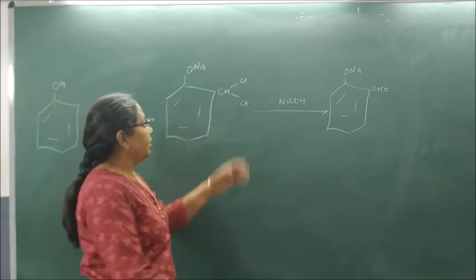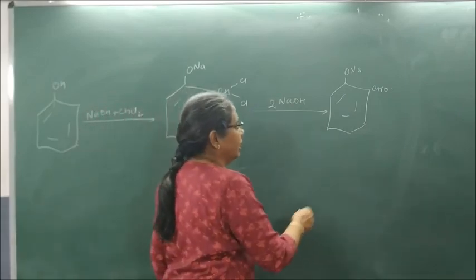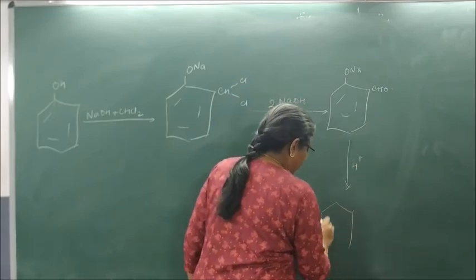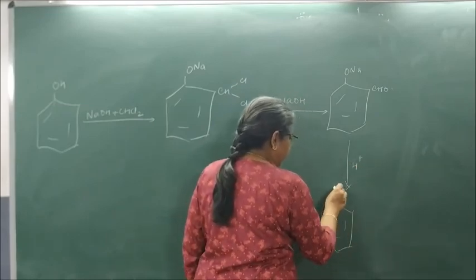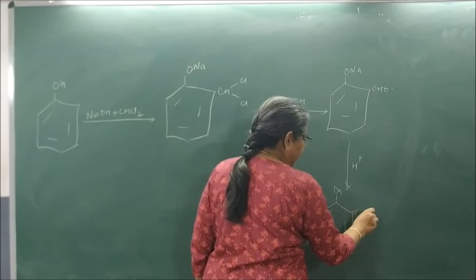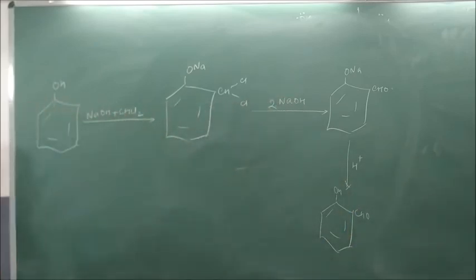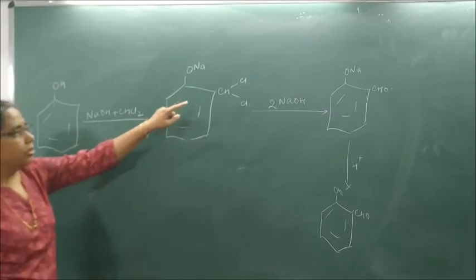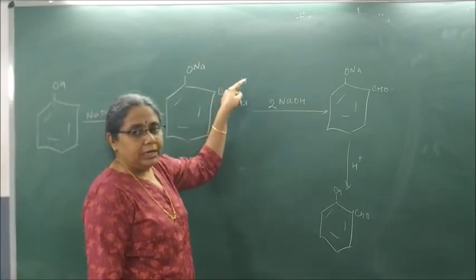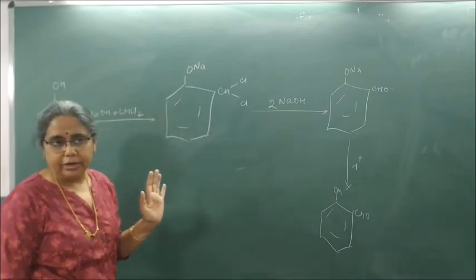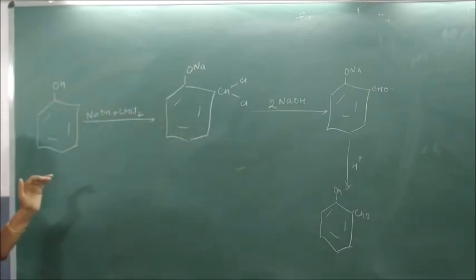Fine. Actually 2 NaOH. Then what will I get? If I acidify it, I will get C6H5OH and CHO. This is how the reaction is given in the textbook. Preferably write the way I have taught. Even this is fine because here you should not be able to understand how we remove water. Clear till here? So this is Reimer-Tiemann reaction.